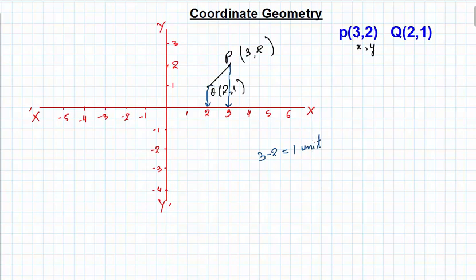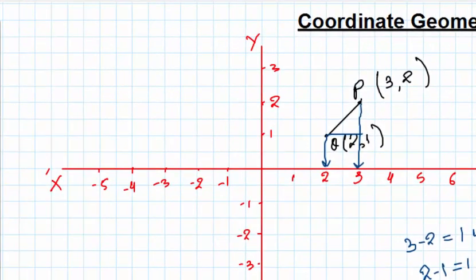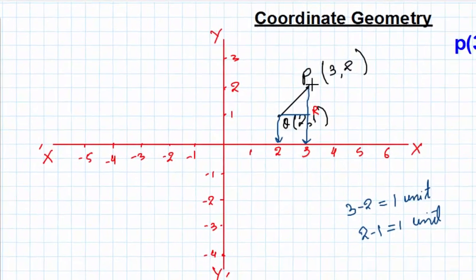Again, from the y-axis side, the distance between these 2 points is again 1 unit. 2 minus 1, 2 minus 1, that is equal to 1 unit. It means at this point here I will name it R. It means PQR is a triangle and QR is 1 unit and PR is 1 unit.